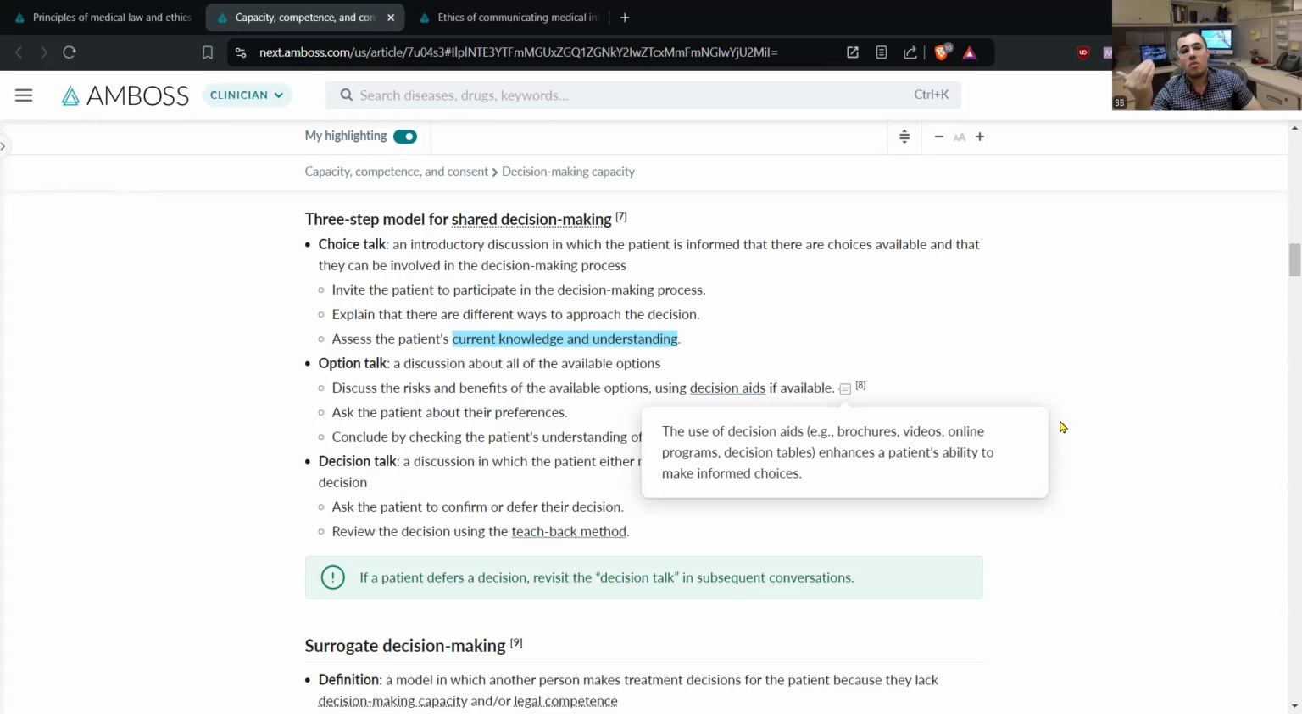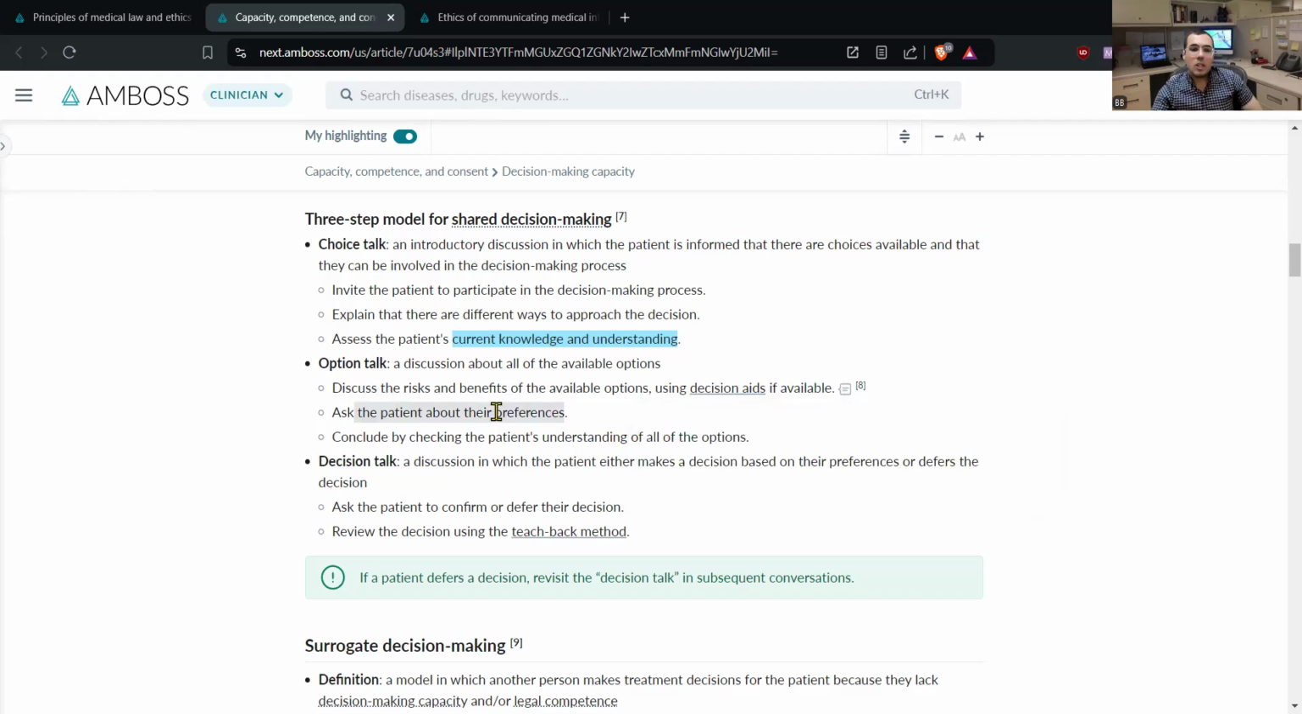If they do not understand more information about every option that I listed to them, then I'm going to ask the patient about their preferences. What do you think? Then I'm going to conclude by checking the patient's understanding of all options, not only of the options that they picked, because they may pick the options that they already know but are not familiar with the other options.